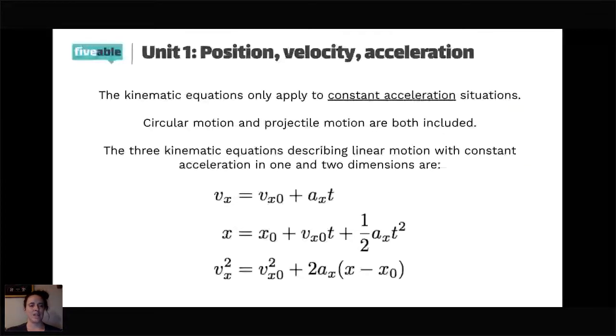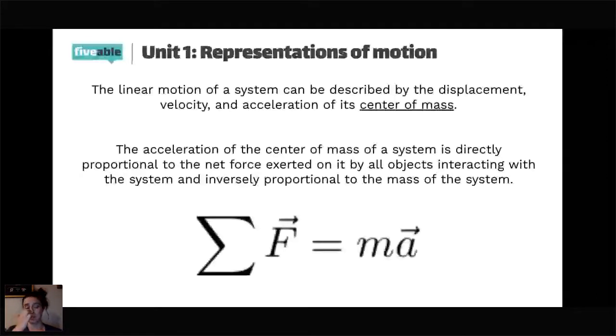All right, so that was the first chunk of Unit 1. The second chunk is representations of motion. So the linear motion of a system can be described by the displacement, the velocity, the acceleration of its center of mass. So whenever we're talking about like this object has this acceleration, we're talking about the center of mass of that object. So you could very well do it as like the clump of particles in a cloud of something, galaxy stuff. I don't know, I'm spitballing here. But it's always with the center of mass.